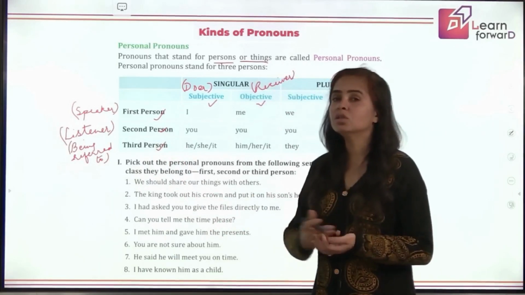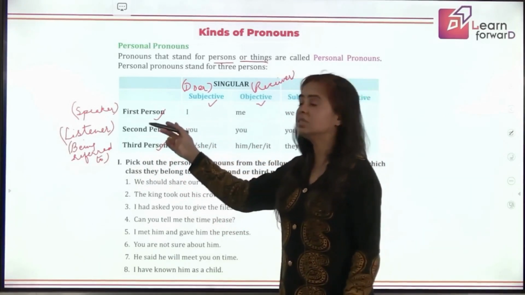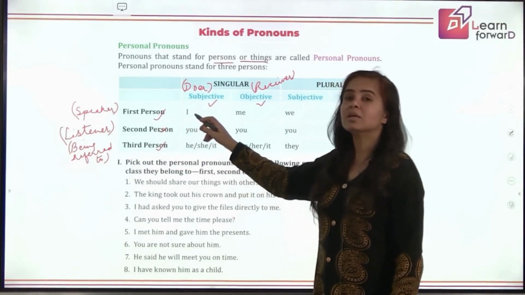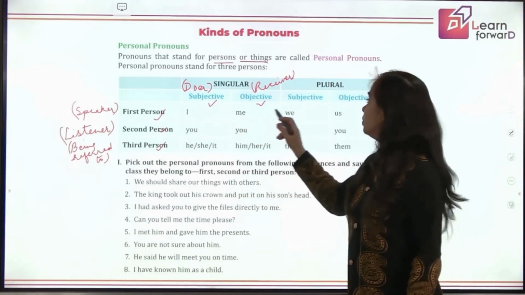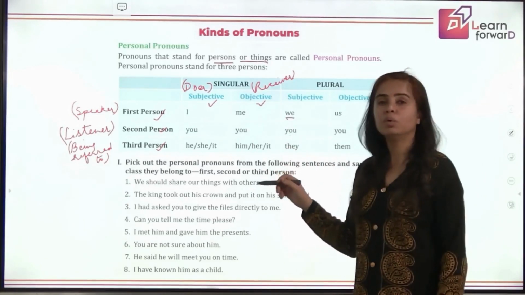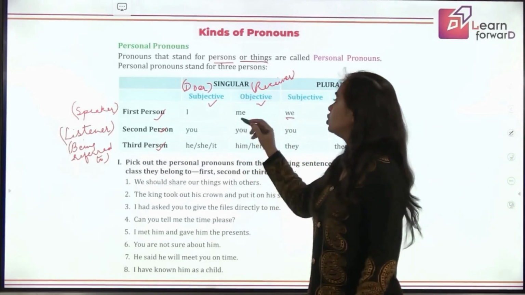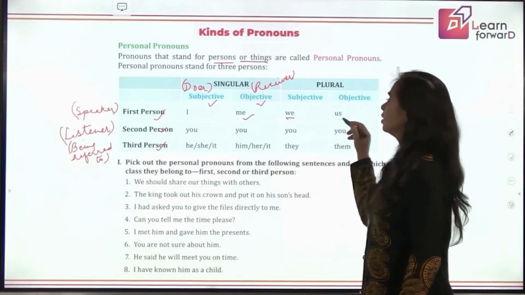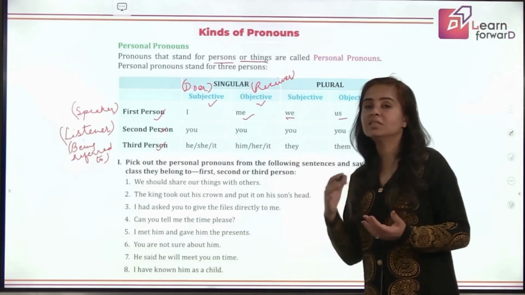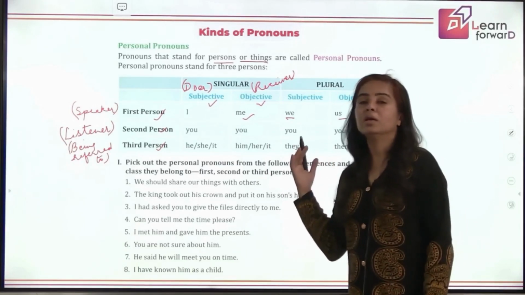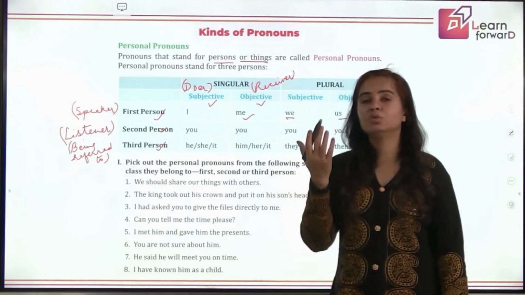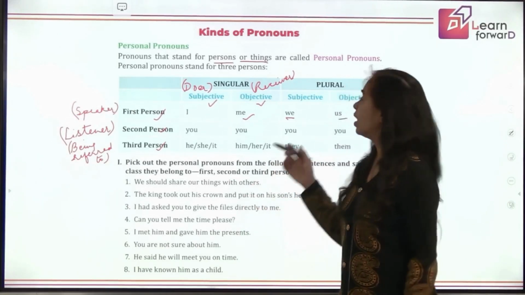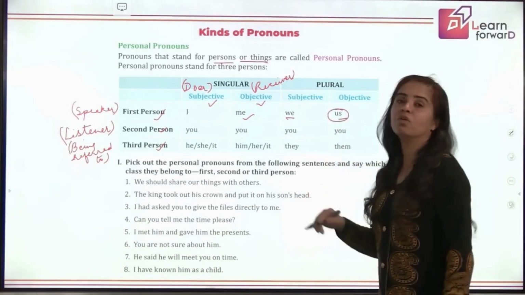So, we must know the forms here. How does it change? First person singular is I in the subjective case, and it becomes we when we talk about plural. And when we talk about the object, I becomes me and we becomes us. Okay. So, if you say the sentences, you will be able to remember them better. I gave to you and the teacher gave to us. So, us is the plural of objective.